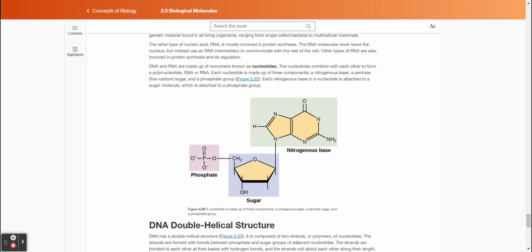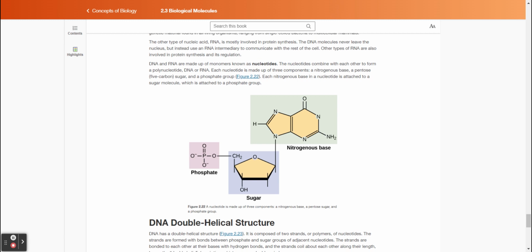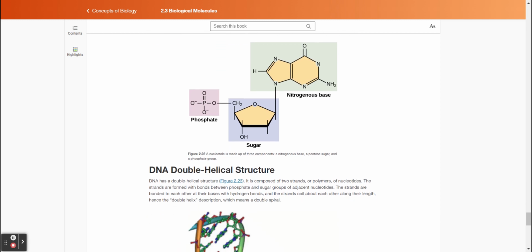Each nucleotide is made up of 3 components: a nitrogenous base, a pentose, 5-carbon sugar, and a phosphate group. Each nitrogenous base in a nucleotide is attached to a sugar molecule, which is attached to a phosphate group. Figure 2.22. A nucleotide is made up of 3 components: a nitrogenous base, a pentose sugar, and a phosphate group.